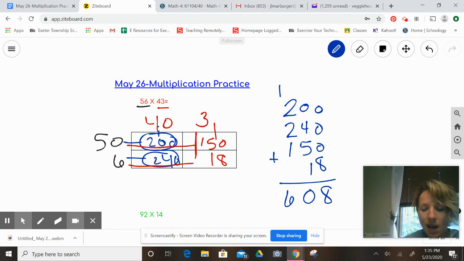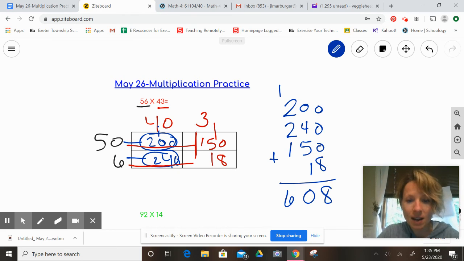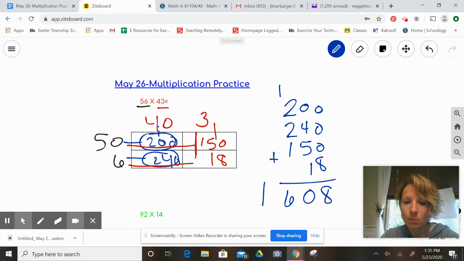Hopefully that helps you out. That helps you organize your thinking. Again, this is not the only way to do it, but this is an easy way to organize yourself. So hopefully that helped. What I need you to do now is move on to the other problems that are on the page. There are 2 other ones.